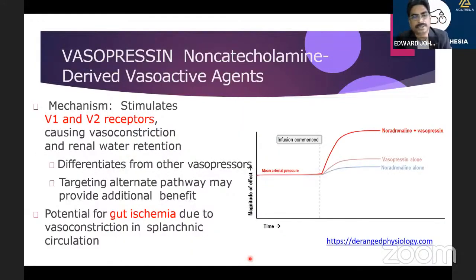Interestingly, vasopressin acts through the vasopressin receptors. So whenever there is a failure of the catecholamine receptors, you go for vasopressin. You can get additional benefit when you combine vasopressin along with your catecholamine. Vasopressin has a little effect of its own, but above the noradrenaline effect. When you combine both, you will get an additive effect. But always remember there is a chance of gut ischemia whenever you use vasopressin.